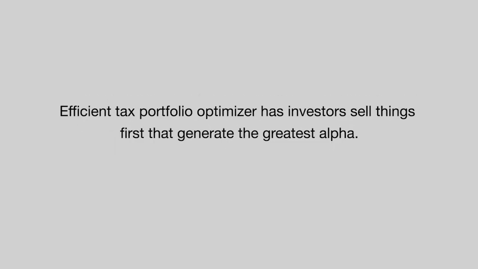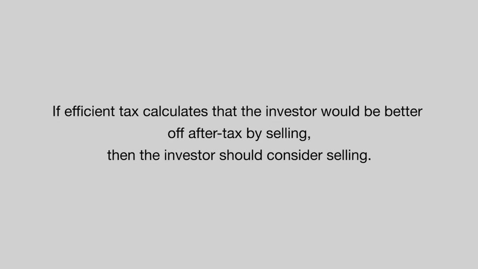In an efficient tax portfolio optimizer cell ranking process, the hidden loss values are used to their maximum value by utilizing losses first against profitable tax lots where the greatest excess return, or alpha, is available through a sale and reinvestment versus holding on to a profitable tax lot. If Efficient Tax calculates that the investor would be better off by selling rather than holding an underwater tax lot on an after-tax basis, then the investor should consider selling.